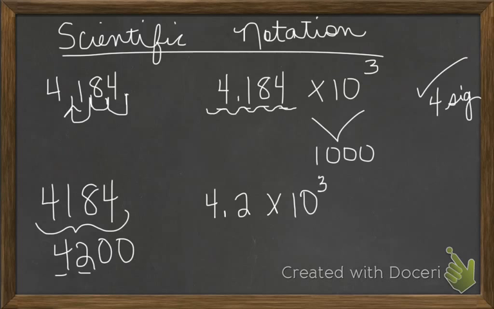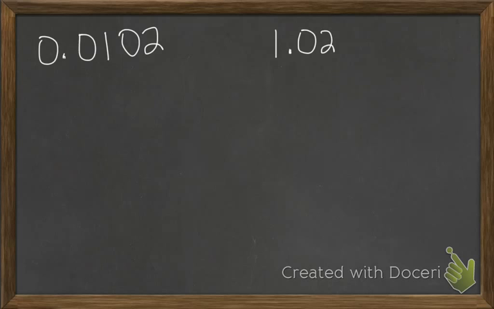So, when does the number in the exponent become negative? Well, that's when you're dealing with a decimal. If you had to write 0.0102 and you wanted to record that in scientific notation, again, the standard way to do it is to have one number before the decimal. So that means I would need to move this 2 places. This number would be 1.02 times 10 to the minus 2.